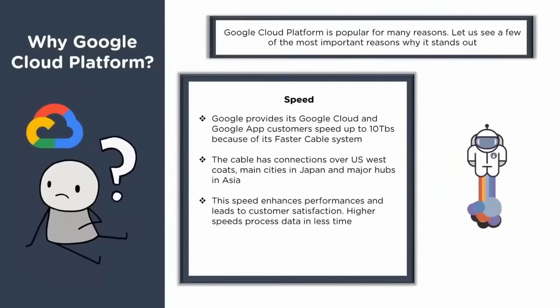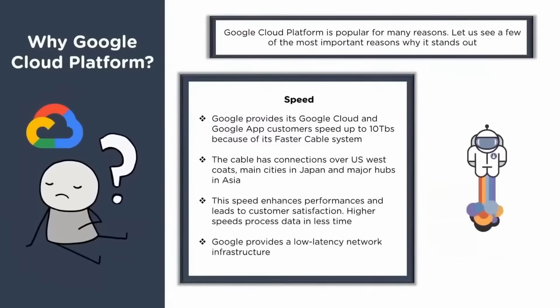Now, when we talk about customers, every customer would prefer to have low latency, high throughput based services. They would want to use higher speeds to process their data in as little time as possible. Google provides a low latency network infrastructure. In fact, you can say that when you are using Google Cloud services, you are using services from the same infrastructure which Google uses for its popular services such as Google Search or even YouTube, which is the second largest repository that can be accessed for videos.